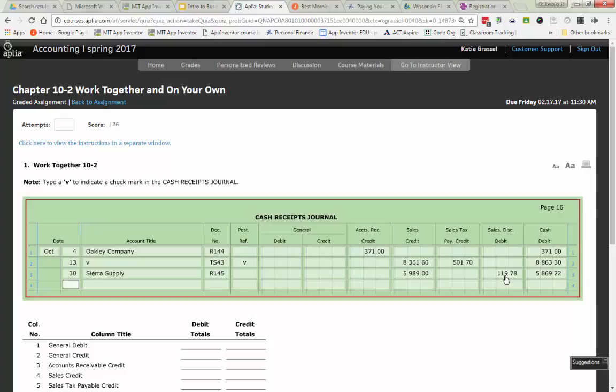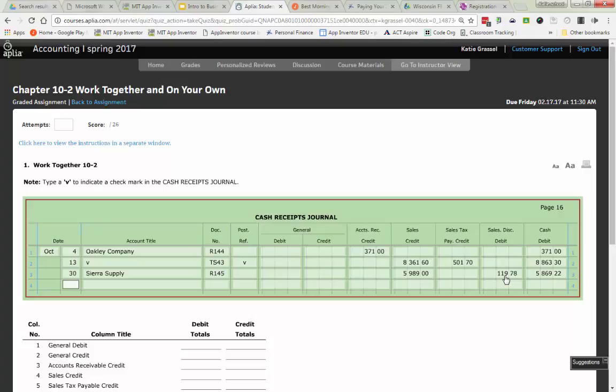So three transactions that we've done today. Customer paid on account. We recorded cash and credit card sales from our cash register, and then we had a customer that paid on an account and then took advantage of a discount.